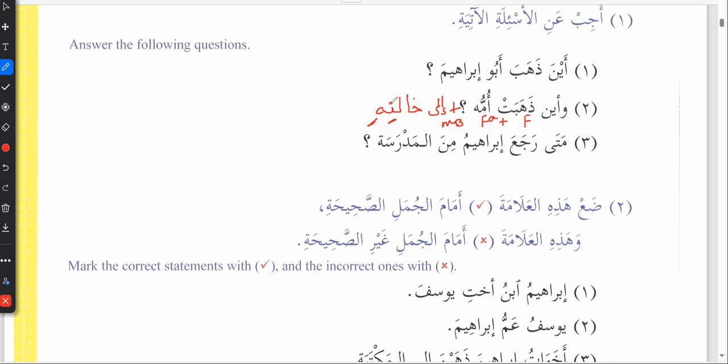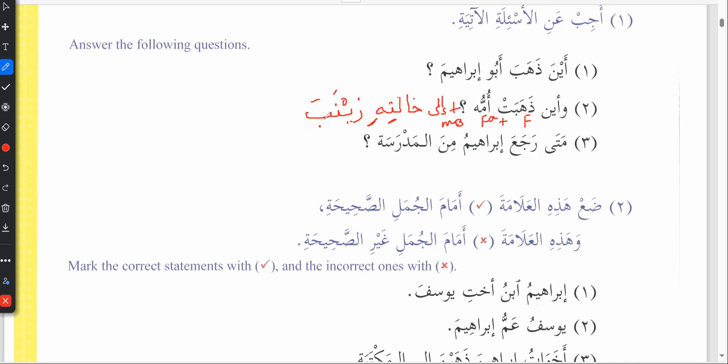It's totally wrong. So you also have to keep in mind the damirs from the ghaib group, they will change from dhamma to kasra in order to maintain the sound. Khalatihi Zainaba. Zainaba, and these are ghair munsarif names. All feminine names are ghair munsarif.